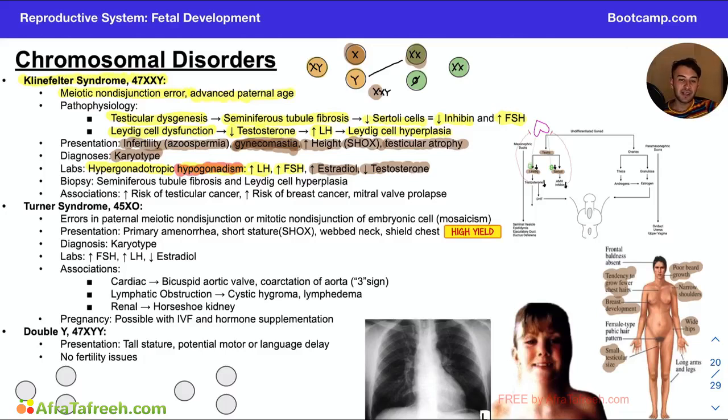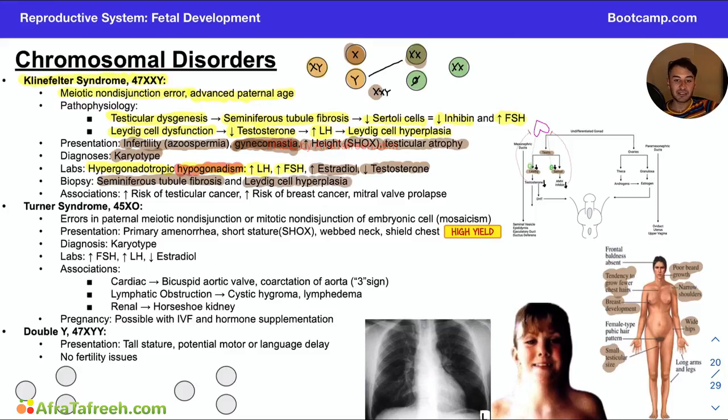Additionally, these patients can have mild developmental or intellectual delays, so they may struggle in school, and that's another way to point out that someone has Klinefelter's. And then usually it's going to be when these patients present with infertility and they're worked up for infertility that they discover that this patient has Klinefelter's. If we were to biopsy these atrophied testicles, we would see that the seminiferous tubules have fibrosis and we have Leydig cell hyperplasia.